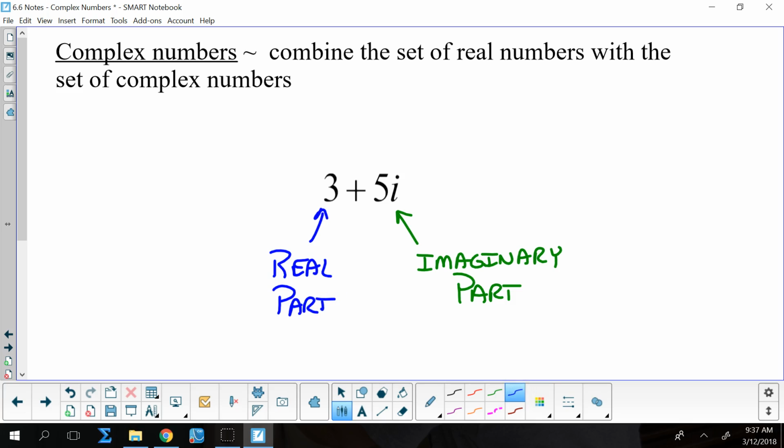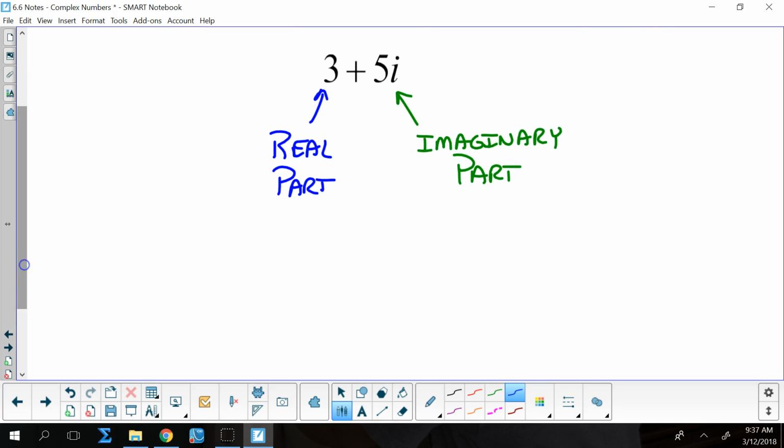Okay? Any number can be written as a complex number. For instance, 17 can be written as a complex number. 17 is 17 as a real part plus 0 imaginary part. So that's a real number written in complex form.